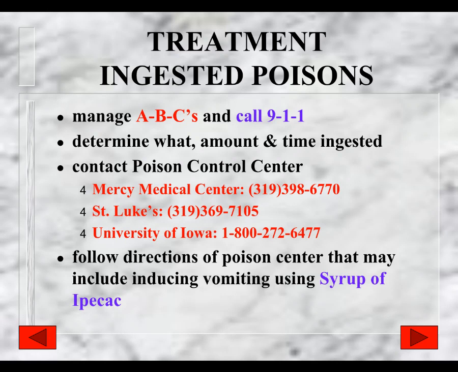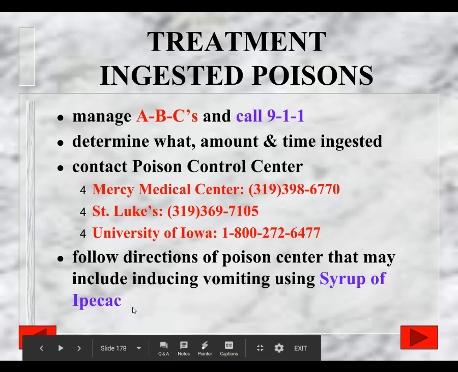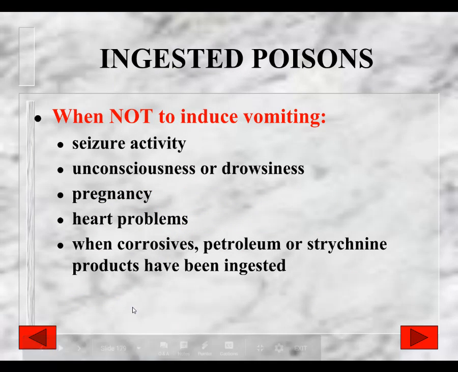We want to be sure that we follow the directions, whether it's administer Ipecac to induce vomiting, or administer milk, whatever we need to do. We want to make sure that we manage ABCs. We call 911. We try to figure out how long it's been since they've ingested it, and then follow the directions of poison control. We don't want to induce vomiting if someone is unconscious, if they have seizures, if they're pregnant, if they have heart problems, or if what they ingested was a corrosive. So if someone drank bleach, we don't want to induce vomiting.